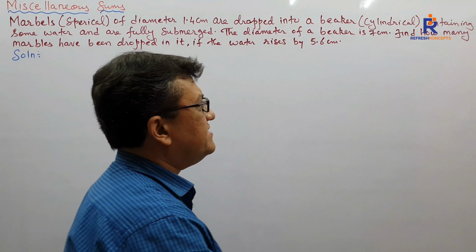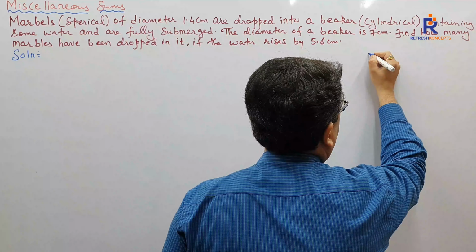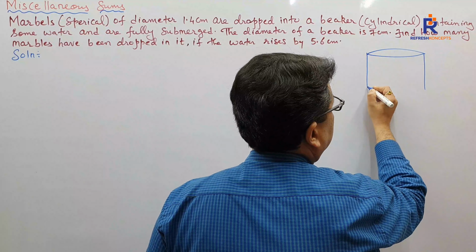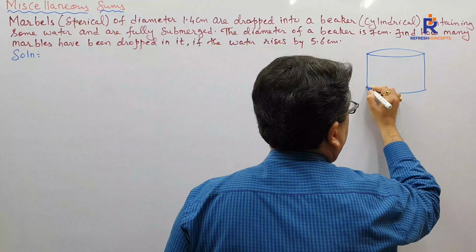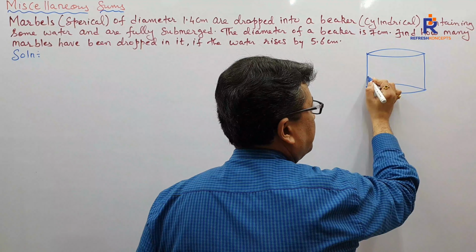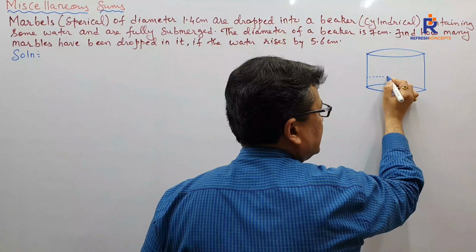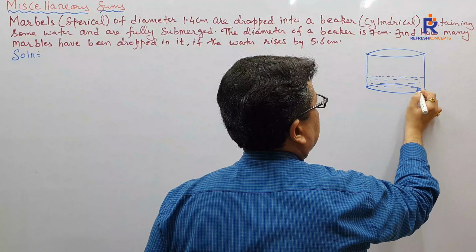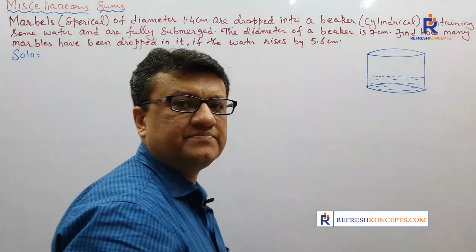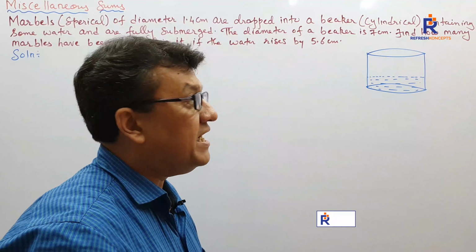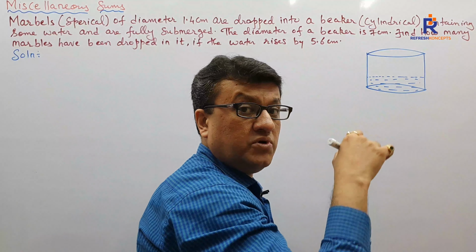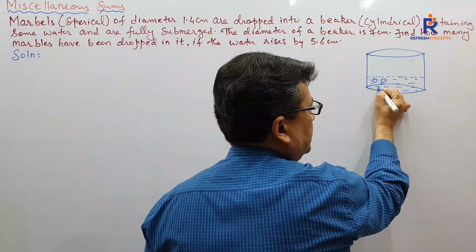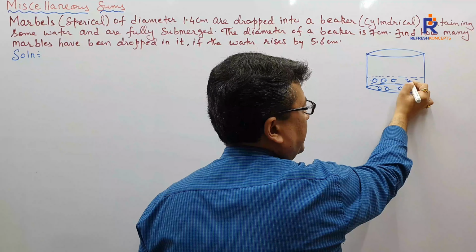First of all, let us understand the diagram. Do we have a beaker? Indeed. We have a cylindrical beaker. Is it filled with water? Yes. Let me say that it was filled initially to this height. After the marbles were dropped in, so now we are dropping the marbles. So some marbles were dropped. How many? We are not aware.